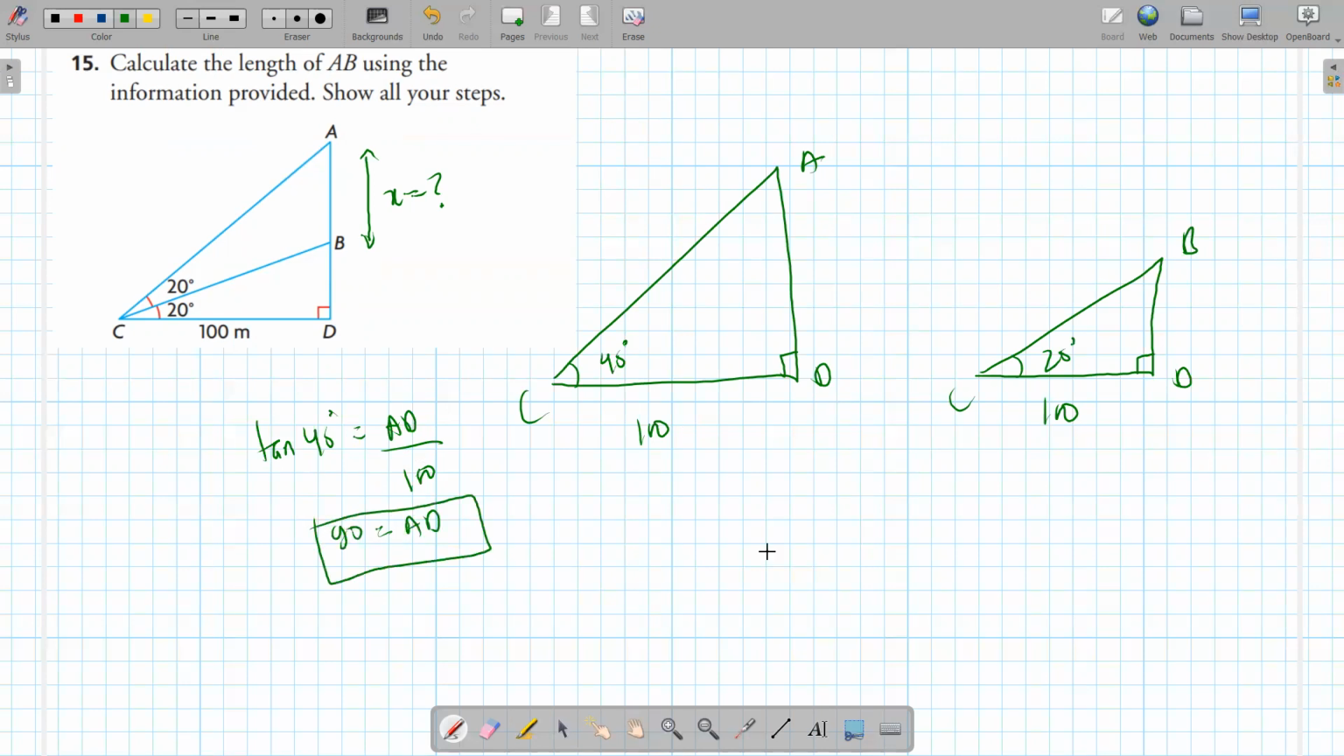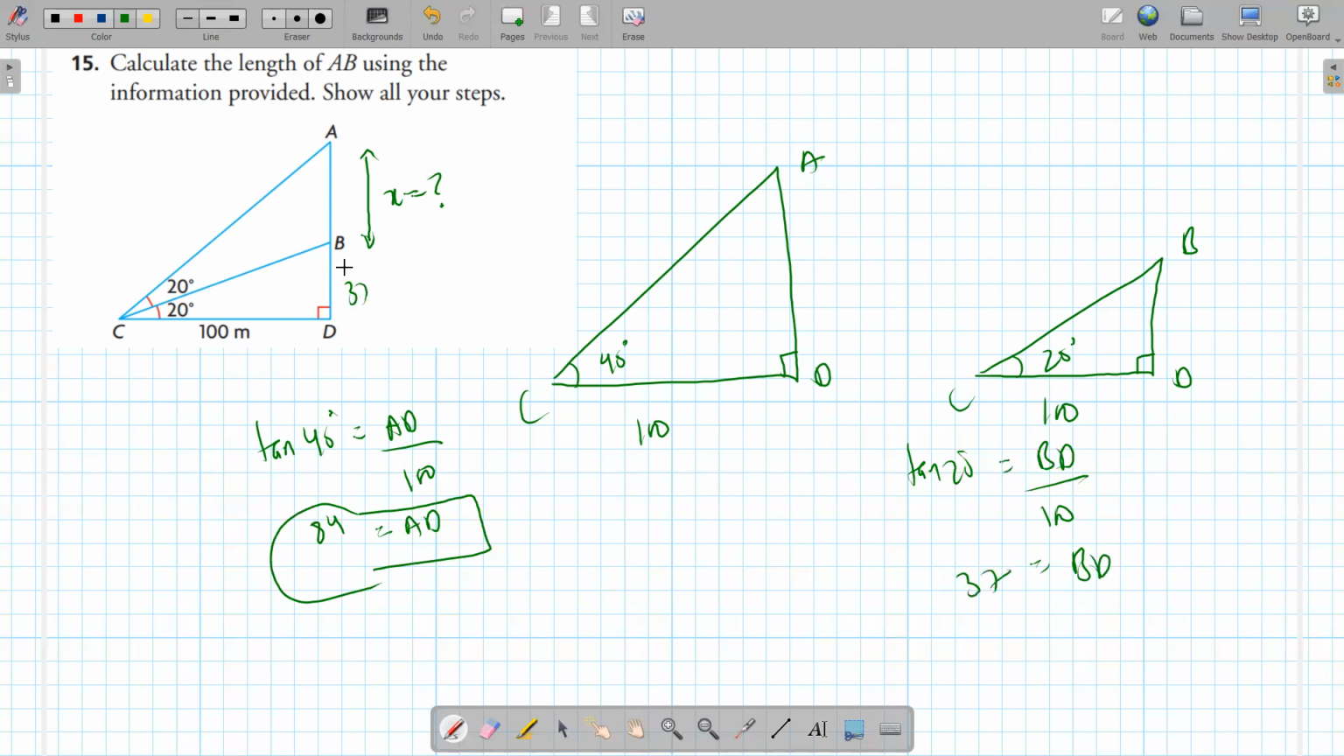What about for the triangle CBD? How do we find BD? You use tan again. So tan 20 is equal to BD over 100. Again, multiply both sides by 100 times tan 20. And that gives us BD is 37.